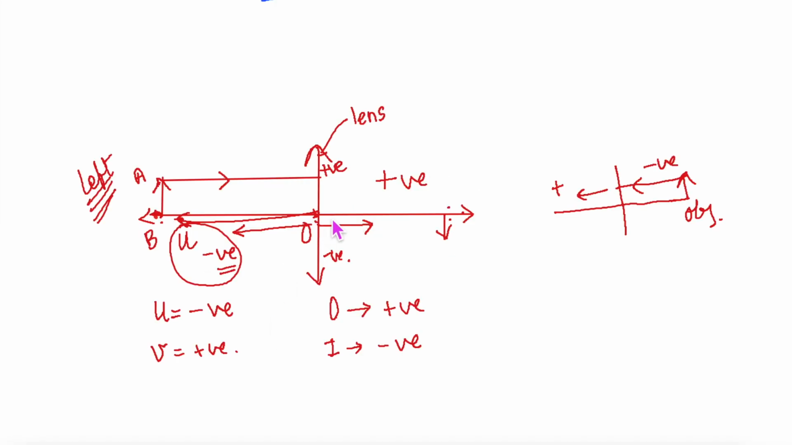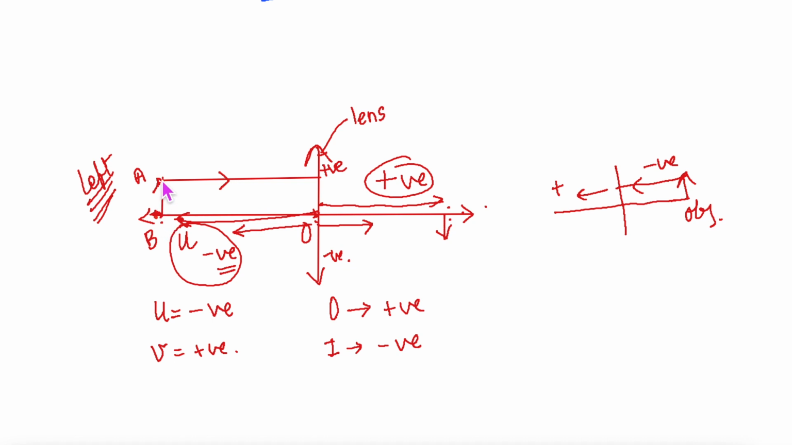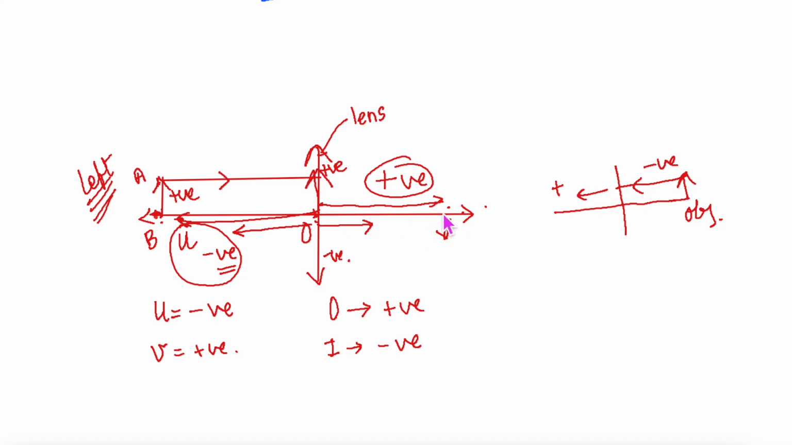All right. If the image is real, it's going to be this side, because after refraction, the rays are going to meet on the right hand side. So the image distance will be this side, that will be positive. If the object is above, then above, if we go this way, it is positive height. And if the image is inverted, then it is going to be negative height.